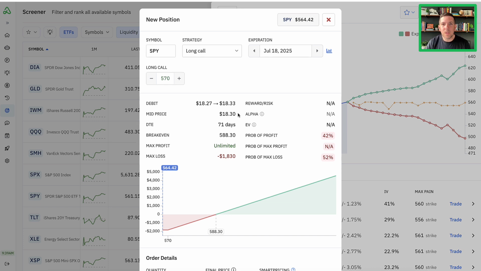So hopefully going through this example helped you understand the dynamics at play here. This works the same way on the put side, just in reverse, obviously, for everything. But I hope this example really helped out. If it did, let me know in the comments, okay?